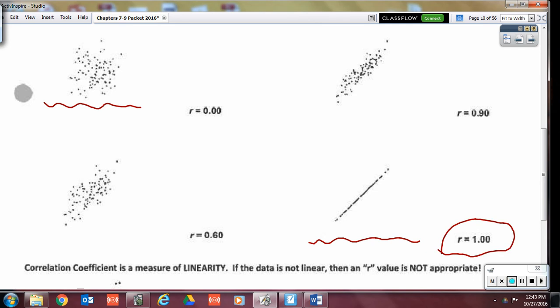Now, if you take a look at the two remaining pictures, and you imagine putting your line of best fit in there, one of them is an R value of 0.9 and one of them is an R value of 0.6. Do those two graphs look different from each other? And if so, how?